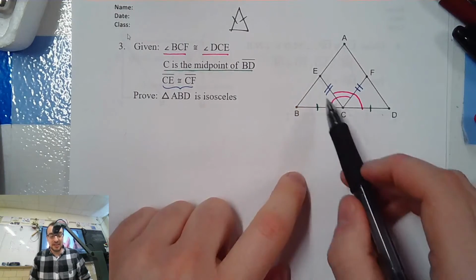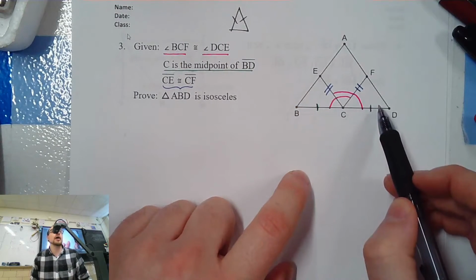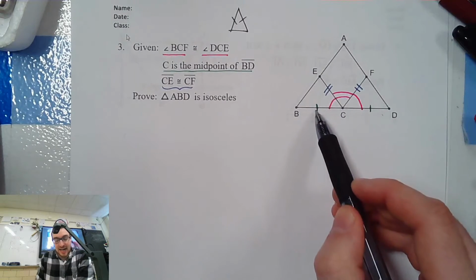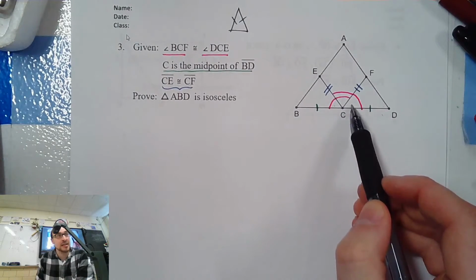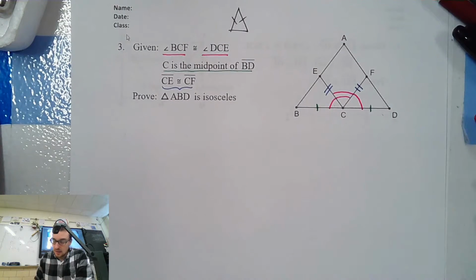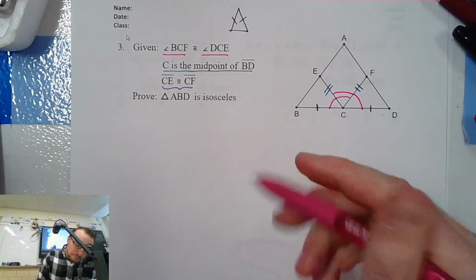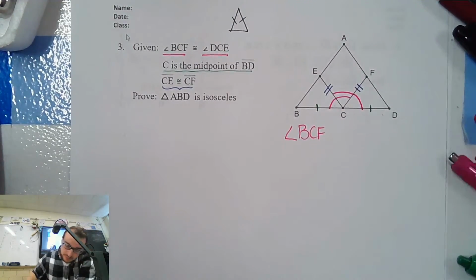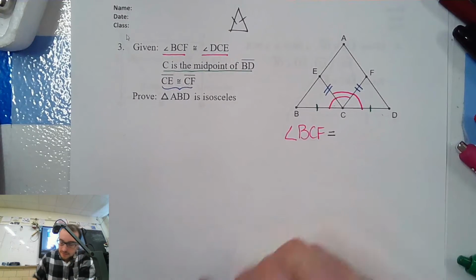In other words, I want to get these two triangles to be congruent, right? Now, do I have enough information? I've got a side and a side. I don't have this angle congruent to that angle, unfortunately. But there's a way to get it. Notice that BCF, that angle, is made up of two parts.